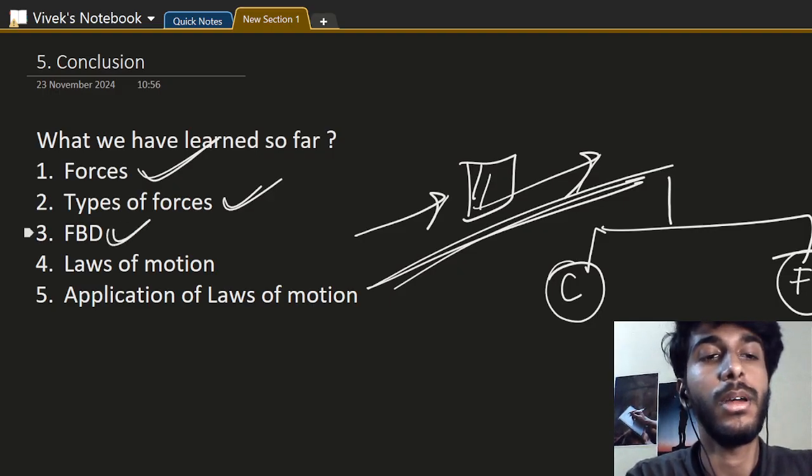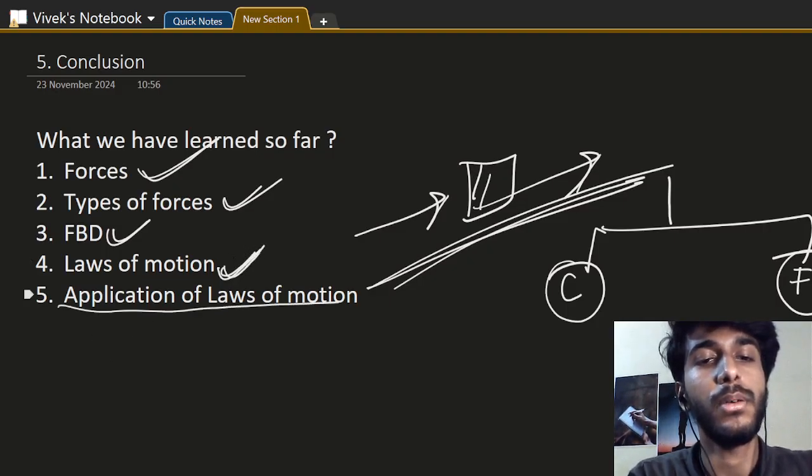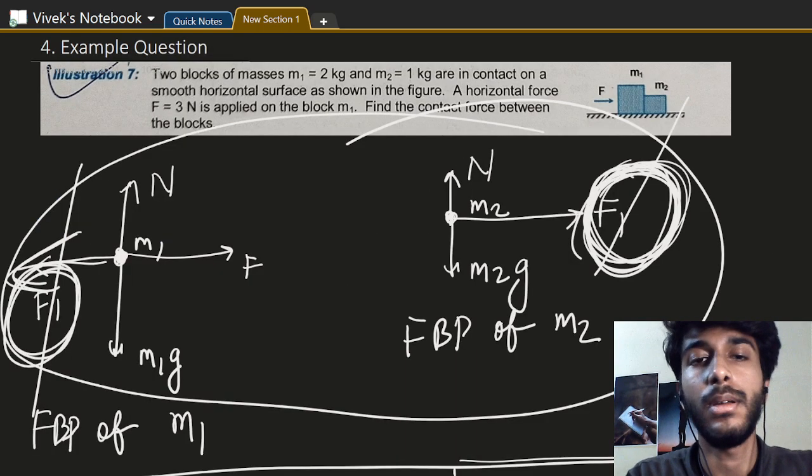Then comes the free body diagram. We have done several example free body diagrams to understand. And then the three laws of motion we have discussed. And finally, the question that we did here is the application of Newton's laws of motion.